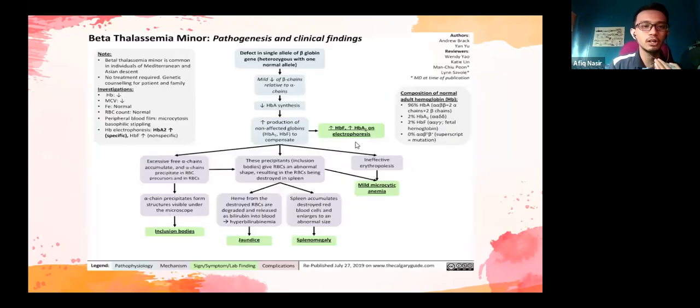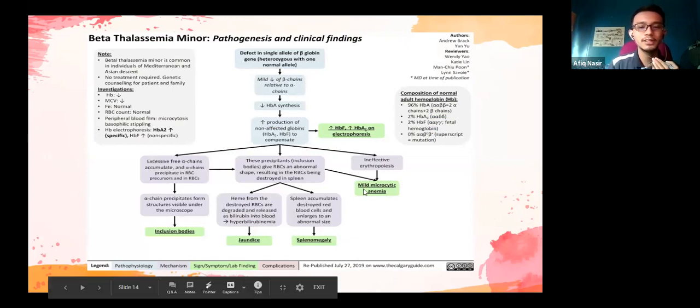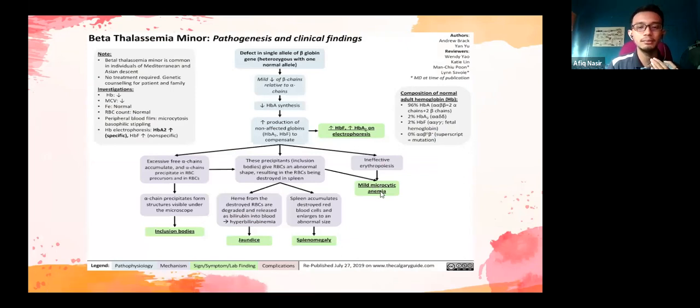Here's the pathogenesis of beta thalassemia minor. I'm not going to explain everything because it's actually quite similar. The only difference is that in beta thalassemia minor there is mild microcytic anemia, whereas in beta thalassemia major, the anemia will be more severe.